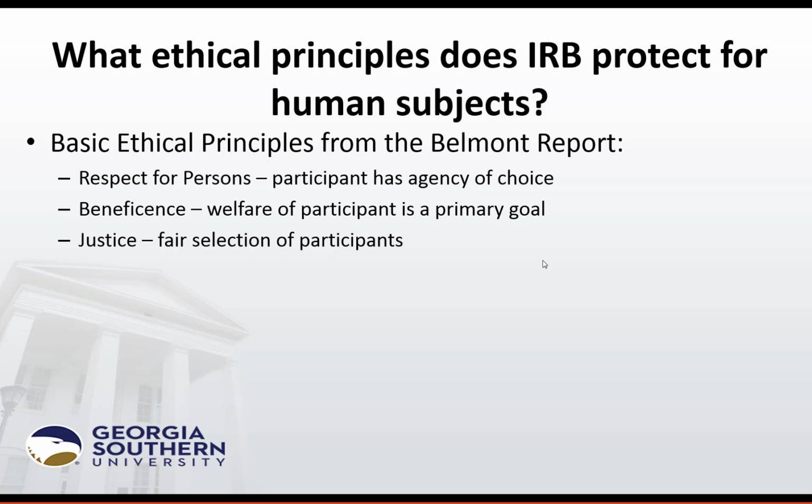Beneficence involves placing the welfare of the participant as the primary goal. This means that the researcher needs to place the welfare of the participant over and above any intended outcomes of the project. Justice involves the fair selection of participants. This means that all participants who choose to participate in the project have equal access to both the benefits and the costs of a project.